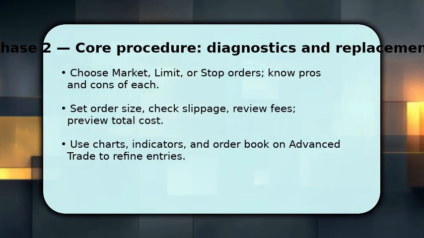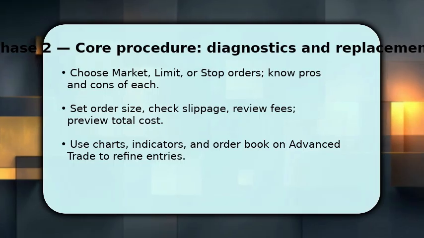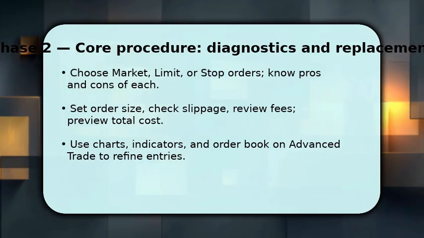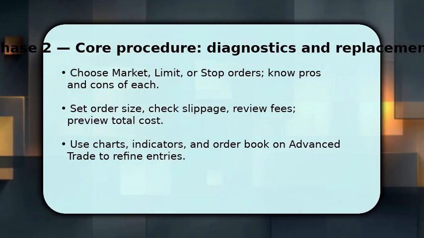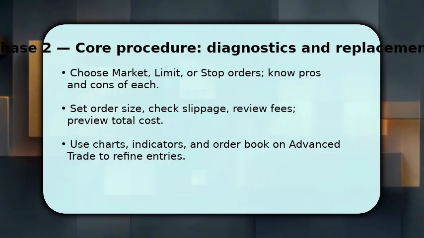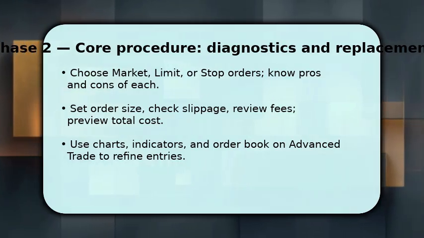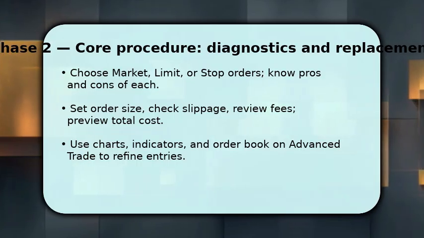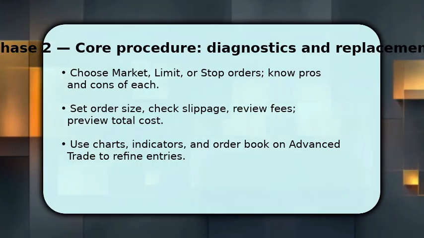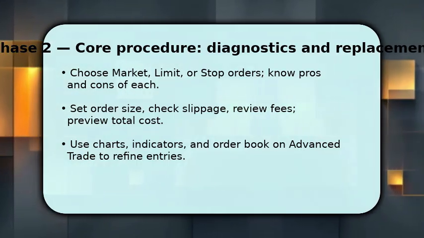gains. Next, open advanced trade to use candlesticks, moving averages, and the order book to time entries and exits. This reduces chasing. Place your order, confirm the details, and watch the order status. If partial fills occur, make deliberate adjustments. Don't panic and track realized cost basis.